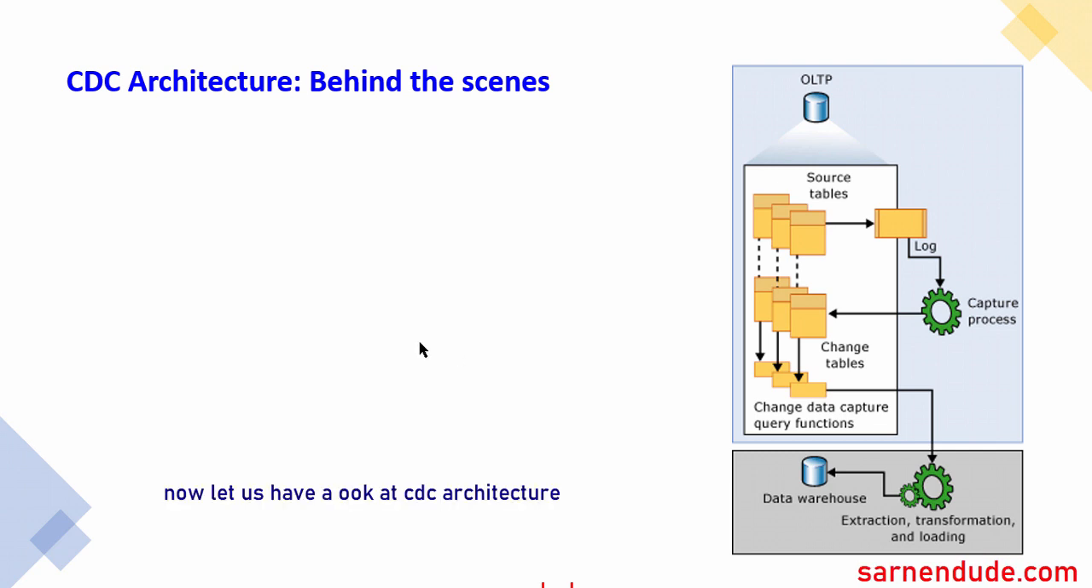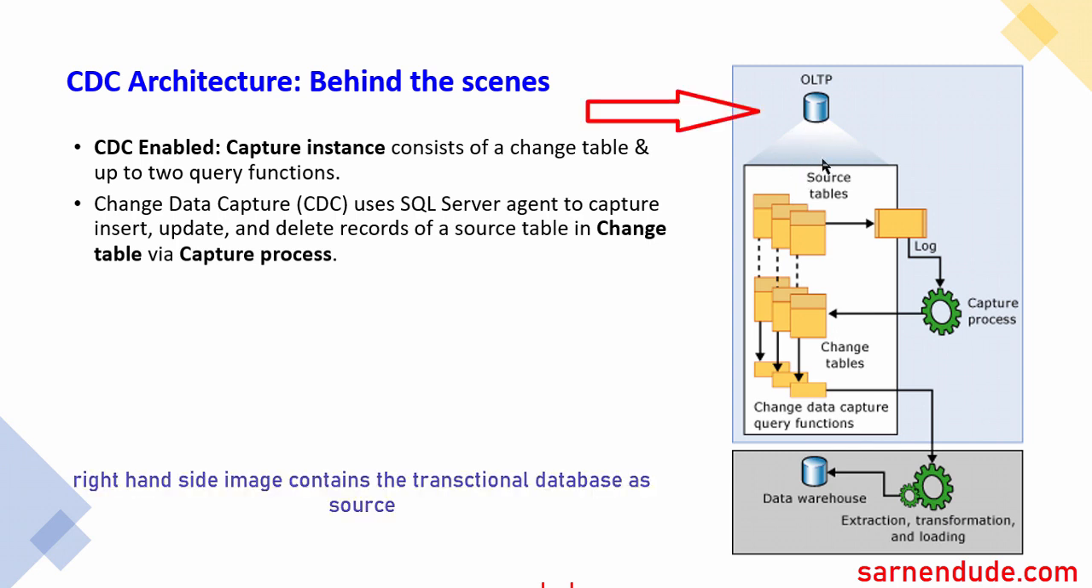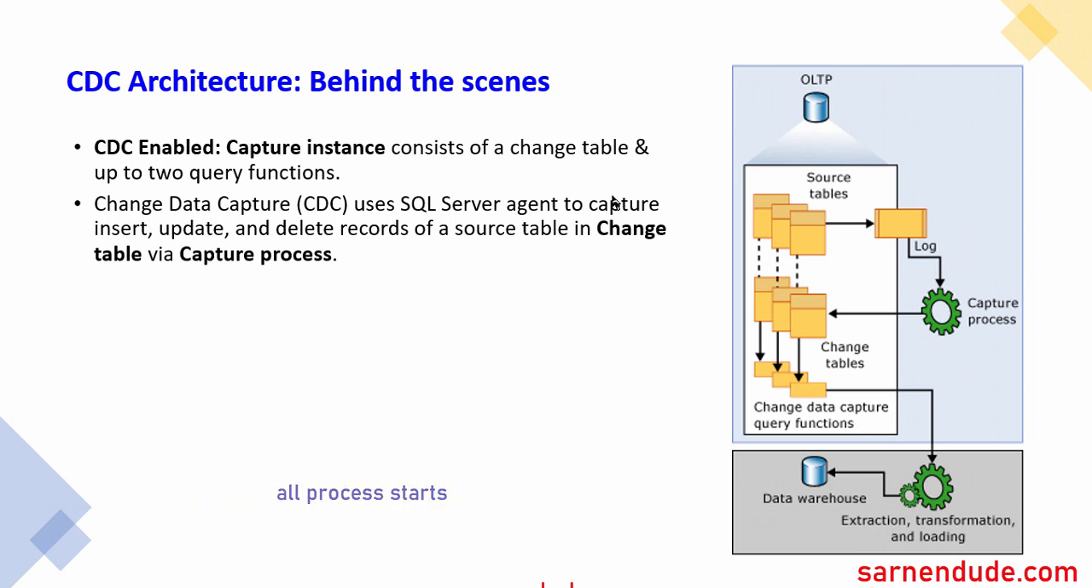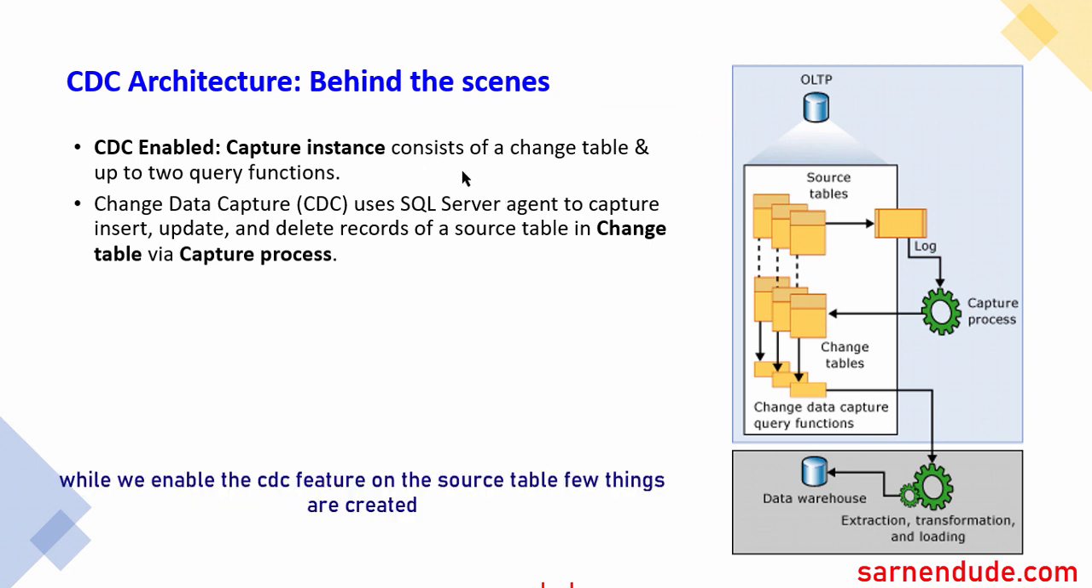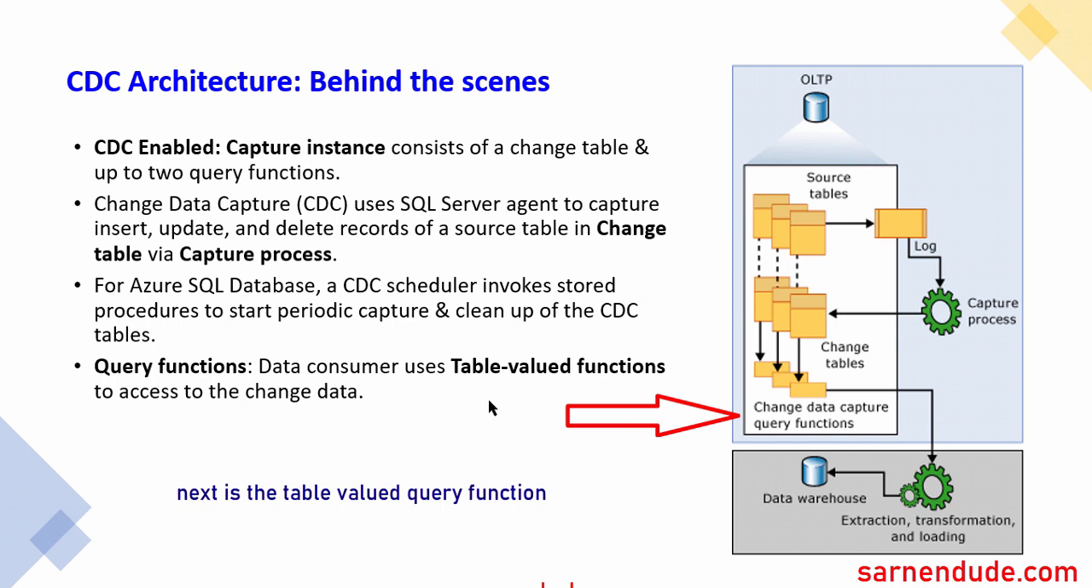Now let us have a look at the CDC architecture, actually what happens behind the scenes. The right hand side image contains the transactional database as the source. Once we enable the CDC features in the source table, the whole process starts. While we enable the CDC features on the source table, a few things are created. First is the changes table, next is the table valued query function. This change table is the mirror copy of the source table. Modified data is inserted into this changes table.